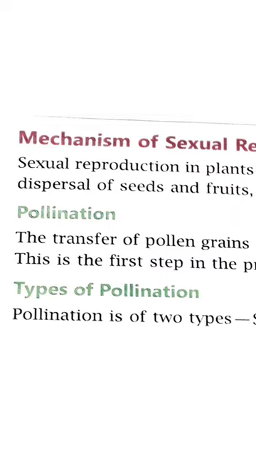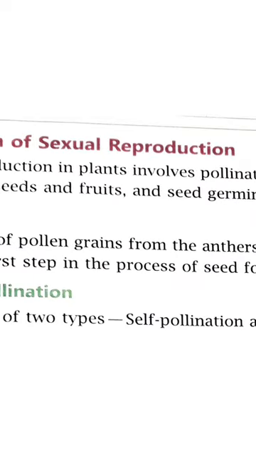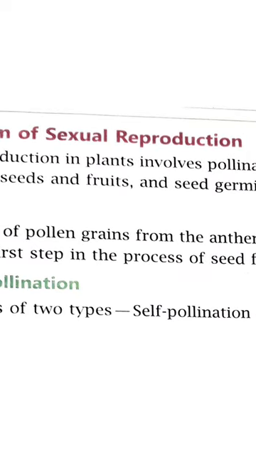This is the first step in the process of seed formation. Why do we call it the first stage? Because without pollination there is no way of fertilization. So it is called the first step. Okay.